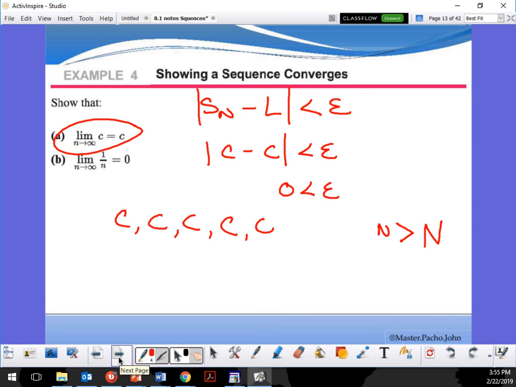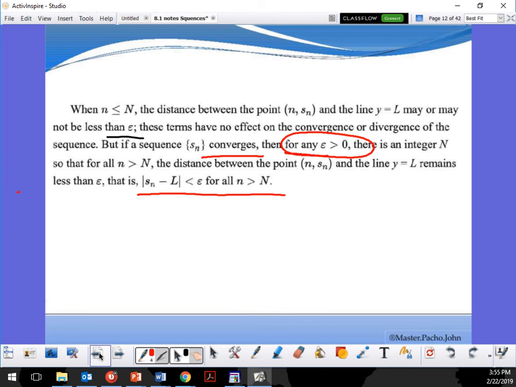So that rule right there is very important. If a sequence converges, epsilon has to be greater than 0.